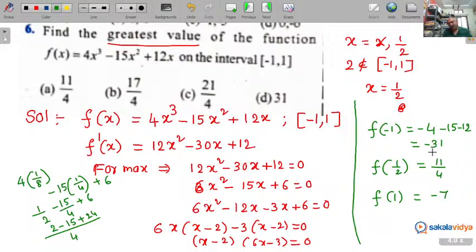Greatest value means among minus 31, 11 upon 4 and minus 7, 11 upon 4 is the maximum value. So, therefore, maximum value is equal to 11 upon 4. So, A is the right option. A is the right option. Okay, I hope you might have got an idea.